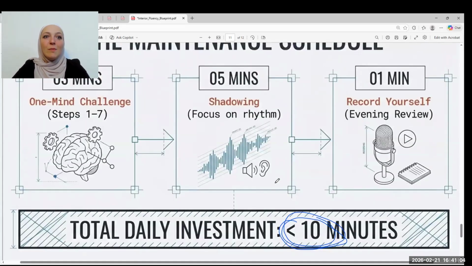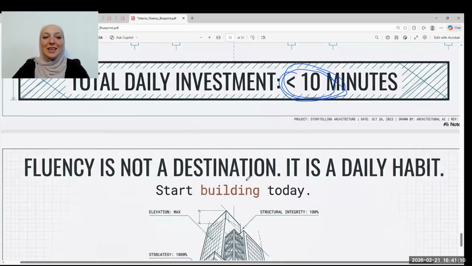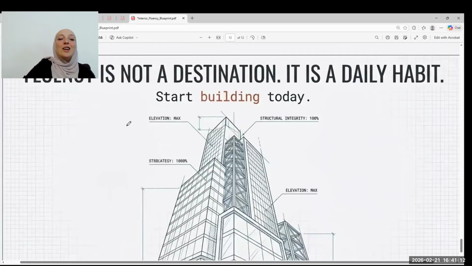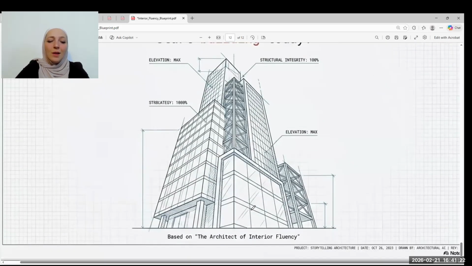Of course, whoever does it a day or two then stops, don't even expect to start speaking fluently. So fluency is not just a destination, not a place you will reach and be done. It is a daily habit. It should be a daily habit, as I told you. Start building today. It's like a building.